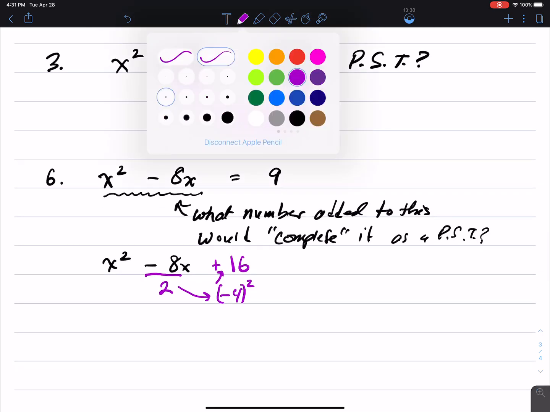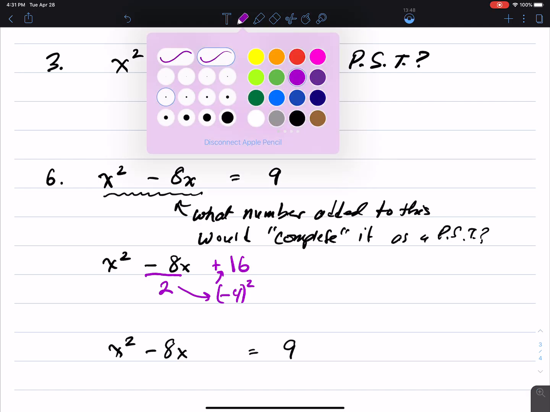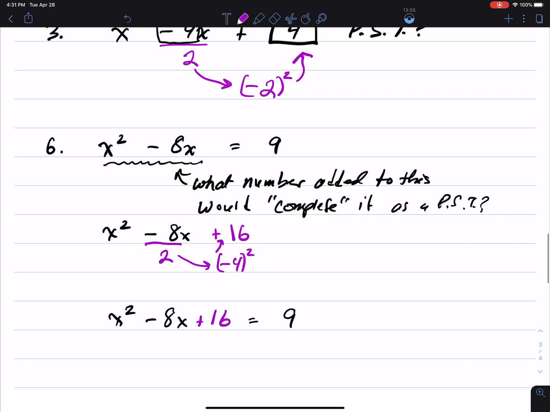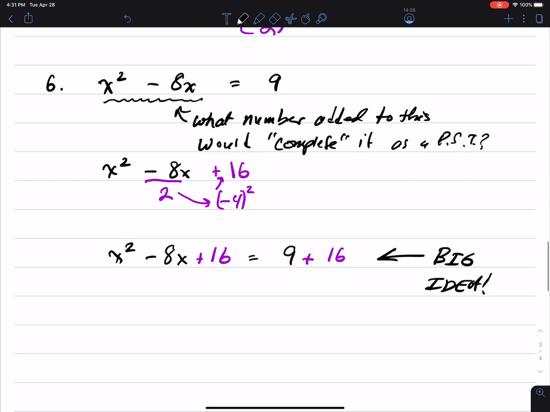Now, what we need you to realize is that you can't just go throwing an extra 16 onto one side of an equation without doing it to the other side. So if I add in my 16 here to complete the square on that PST, then I must add in 16 here on the other side, okay? This is the big idea of this whole lesson, all right? What we just added in here, we added also to the other side, okay?